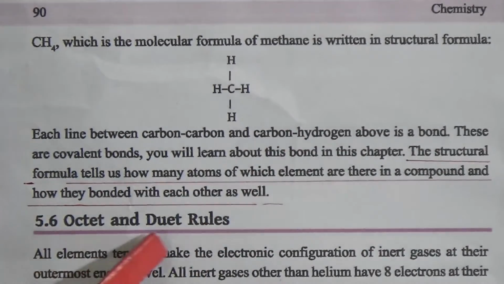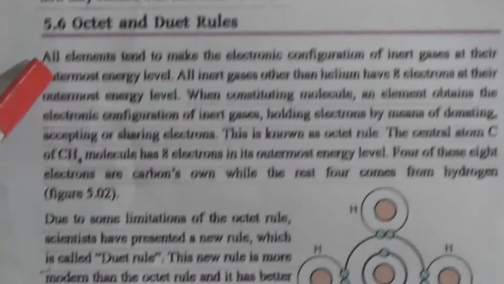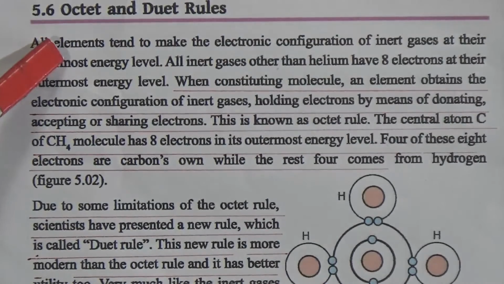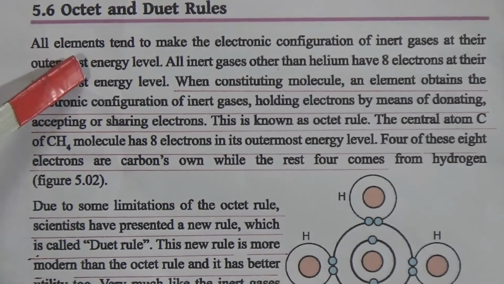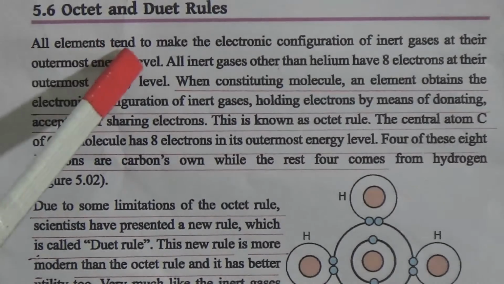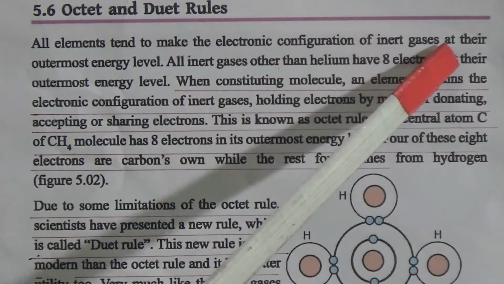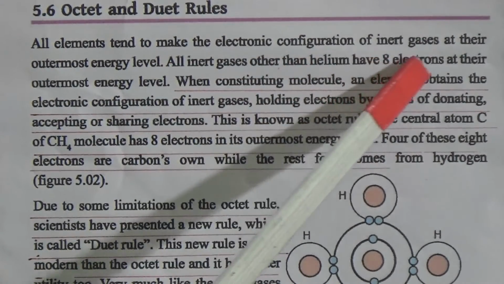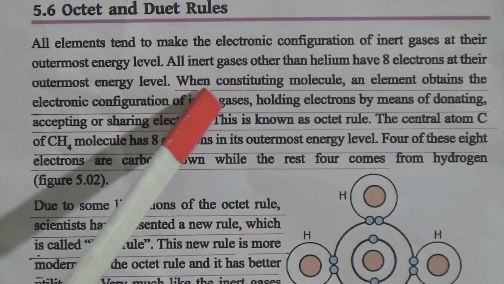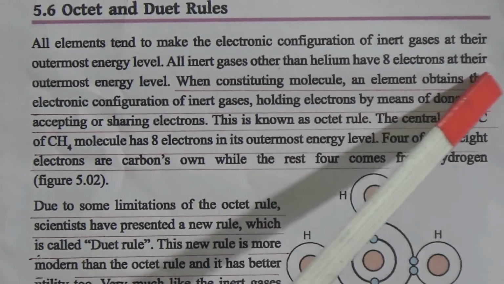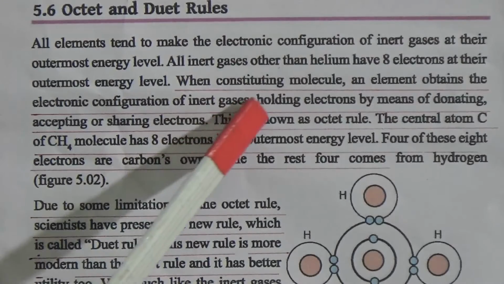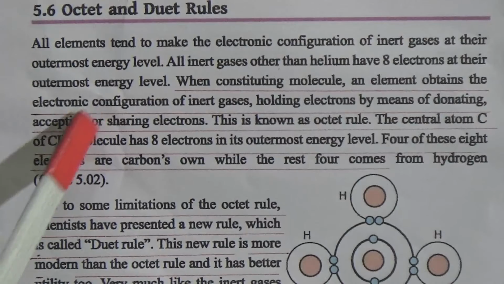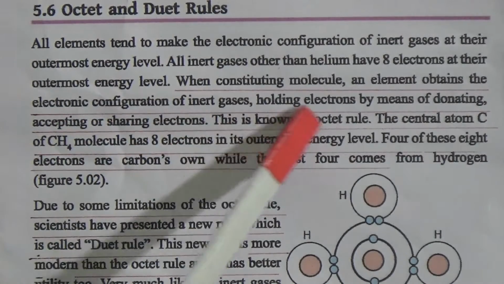Now come to the octet and duet law. When we learned about the inert gas, we learned that every element wants to fill up its outermost energy level. And all elements tend to make the electronic configuration of inert gases at their outermost energy level. All inert gases other than helium have 8 electrons at their outermost energy level. When constituting a molecule, an element obtains the electronic configuration of inert gases by donating and accepting or sharing electrons. This is known as the octet rule.